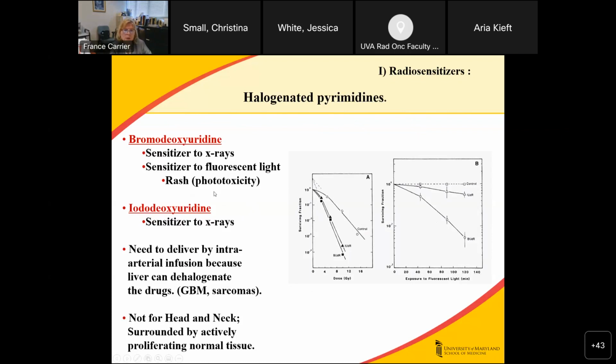So here are just two of them. This is bromodeoxyuridine, which would sensitize cells to ionizing radiation, but can also sensitize cells to UV radiation. And here, this is a clonogenic survival.